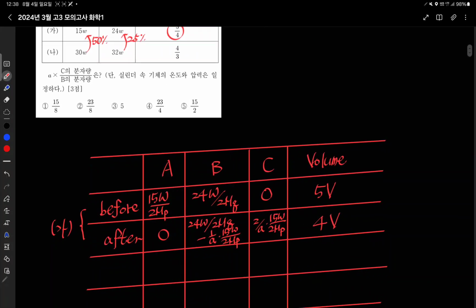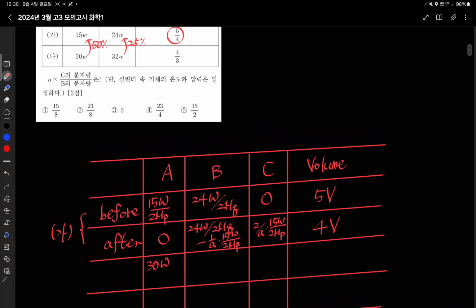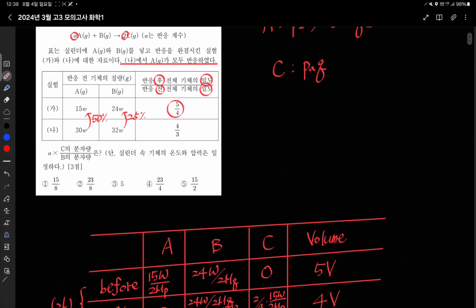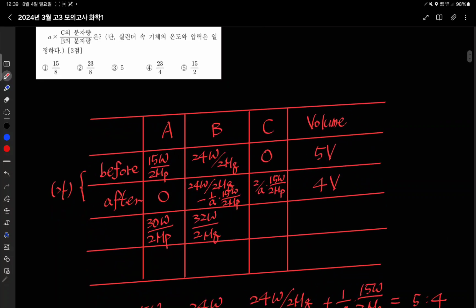And from the second experiment, the amount of A before the reaction in terms of mole is 30 times W divided by the molecular weight of A, and the amount of B is 32 W divided by the molecular weight of B. That's 2 times the atomic weight of Q, because I'm assuming that B is made of 2 Q atoms. And initially there was no C molecule.